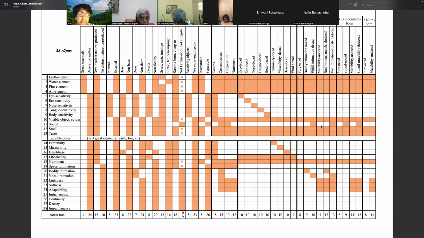What is mutability undecad? Mutability undecad is where the consciousness affects the lightness, softness, adaptability of the body: Lahuta, Muduta, Kammanyata. Consciousness. Now I don't want to communicate. This is not for communication. This is because of my mind at this state.